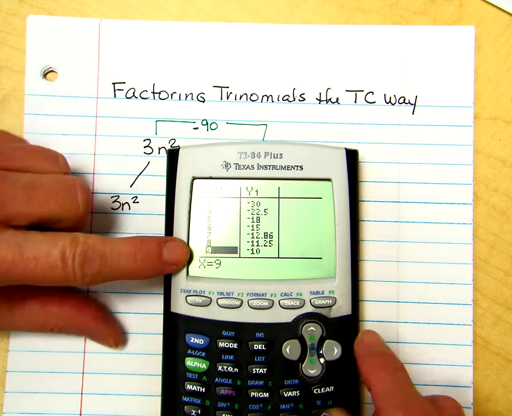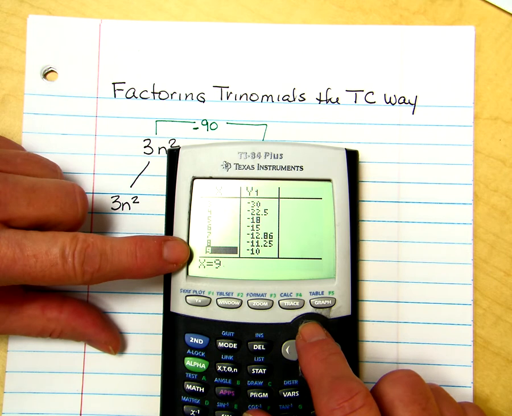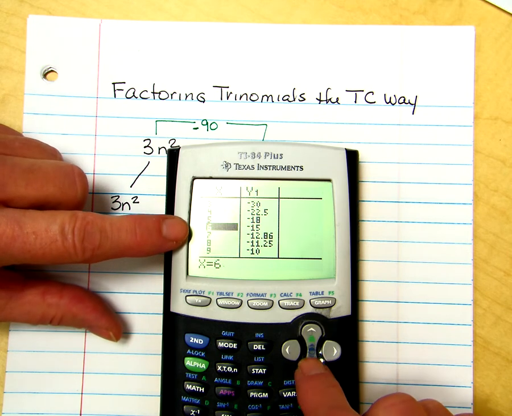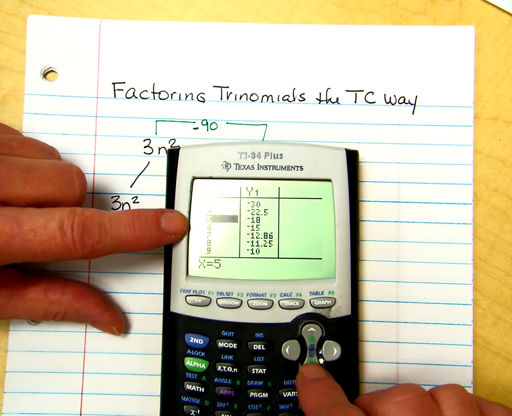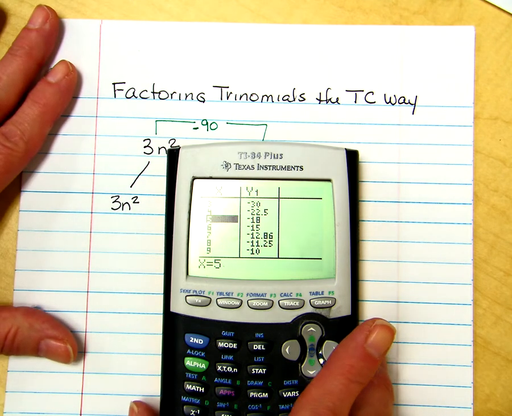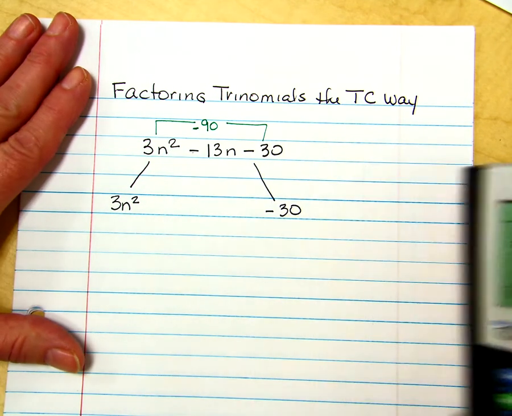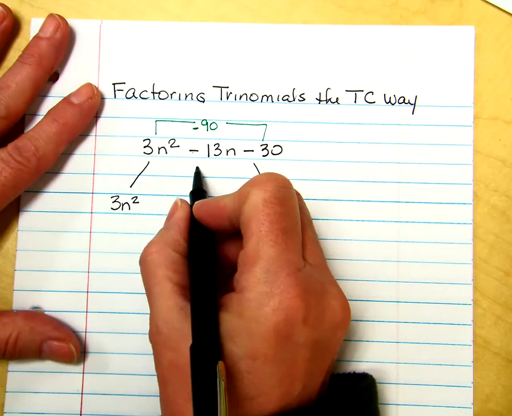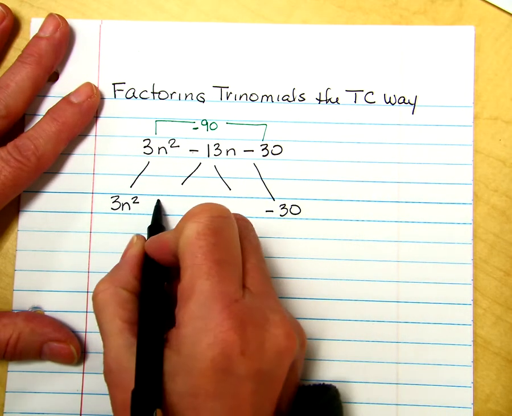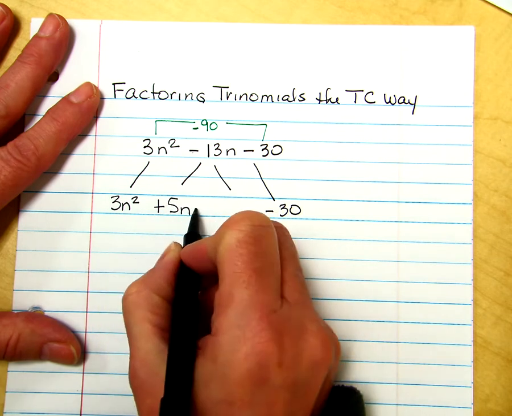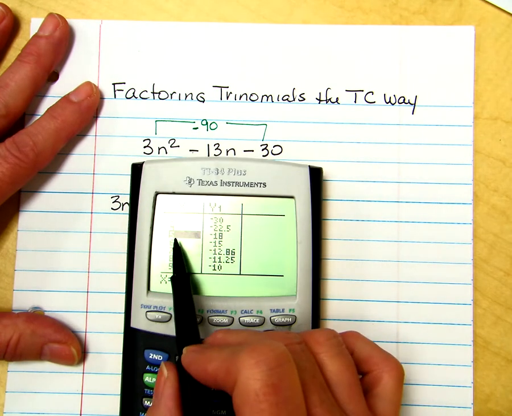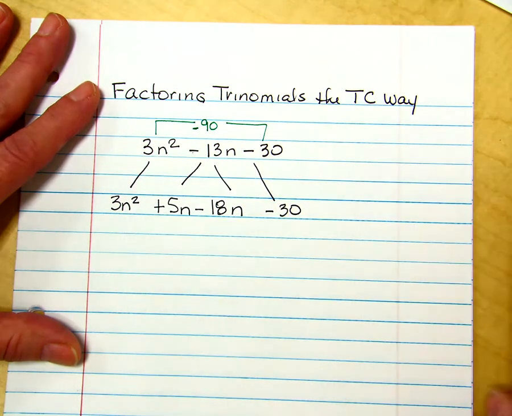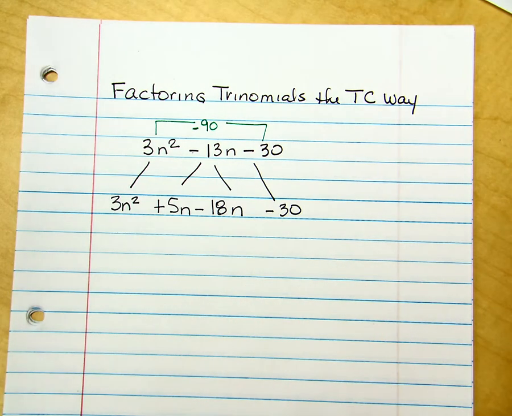If I take 9 and negative 10, add them together, I get negative 1. We need a negative 13. 6 plus negative 15 is negative 9. We need negative 13. 5 and negative 18. There's the factor pair that I'm looking for because 5 plus negative 18 is negative 13. So I'm going to take this and split it into a positive 5n and a negative 18n, because our positive 5 and our negative 18 were the factors that gave us a negative 13n.